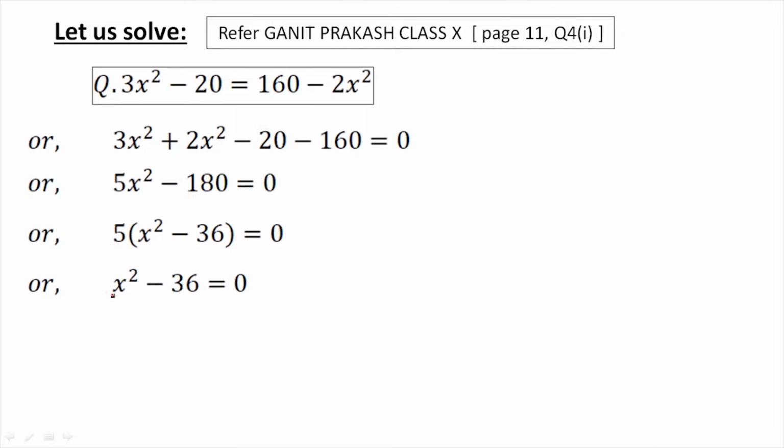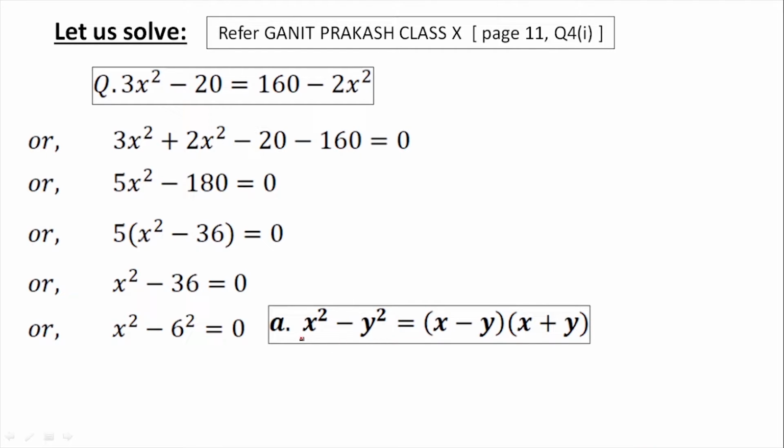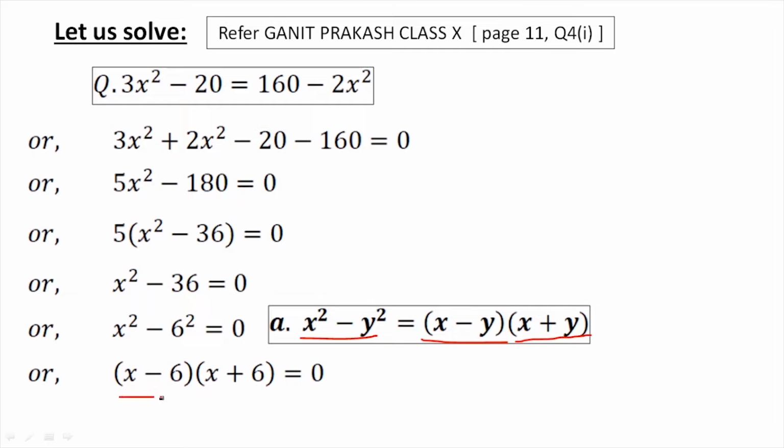Now x square is x square. Can we write 36 in square form? How much square will give us 36? It is 6 square that will give us 36. So now it is in the formula x square minus y square. So what is x square minus y square? It is x minus y into x plus y. So we'll do the same thing here. So it is x minus 6 into x plus 6. So we are using this formula here.